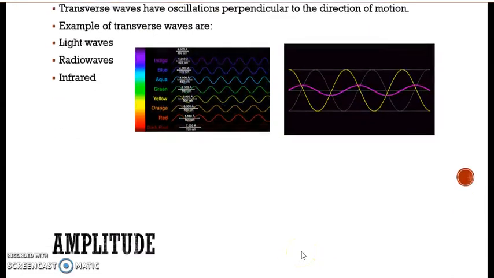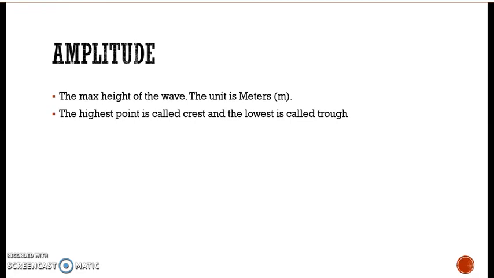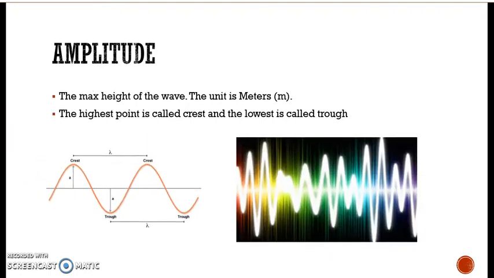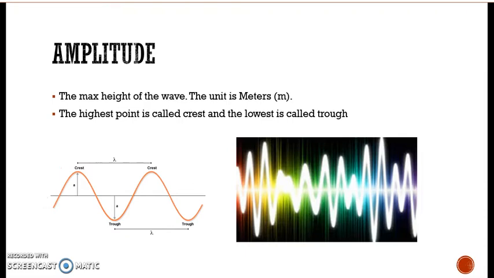Go take math. Okay. Amplitude is the max height of the wave. The unit is meters because we're measuring height. The highest point is called a crest and the lowest point is called a trough. So yeah, the crest is up there.